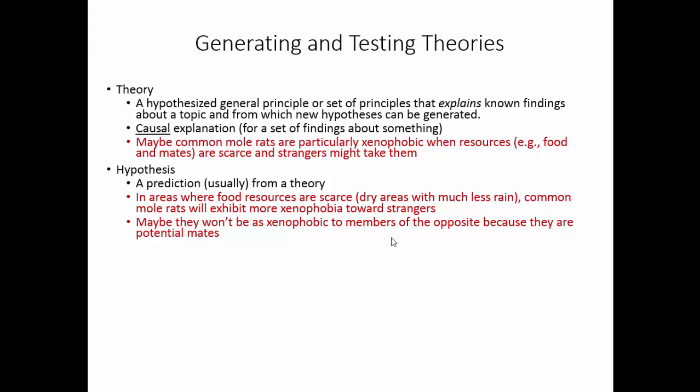And a second hypothesis, a second prediction, was that maybe they won't be as xenophobic to members of the opposite sex on average, because opposite sex individuals aren't just a threat to your resources, they themselves can be considered resources from an animal behavior kind of perspective. They represent potential mates. So they may be a threat to resources, but they're also a potential resource themselves.